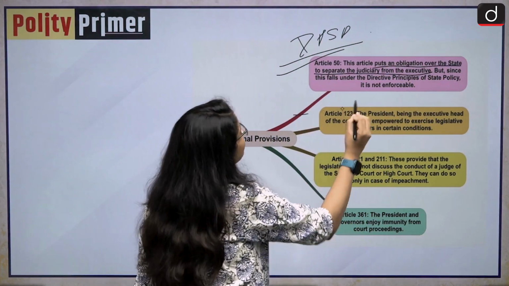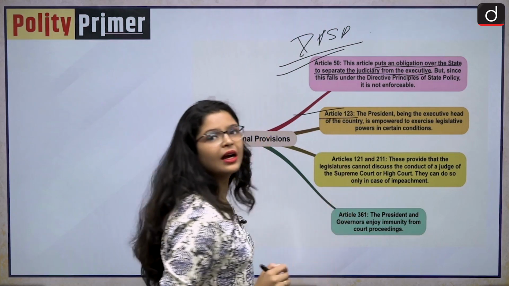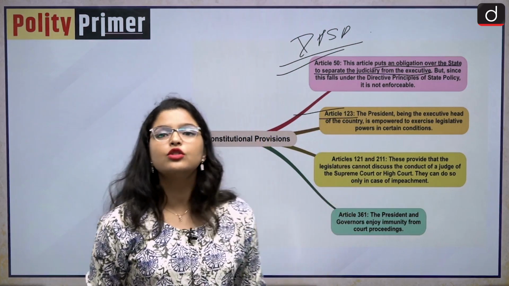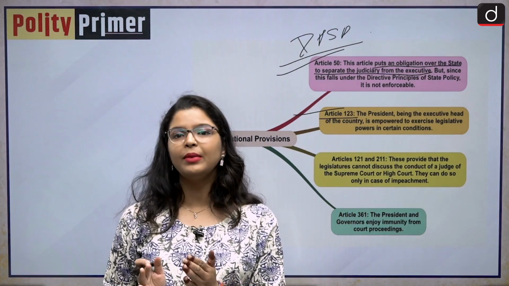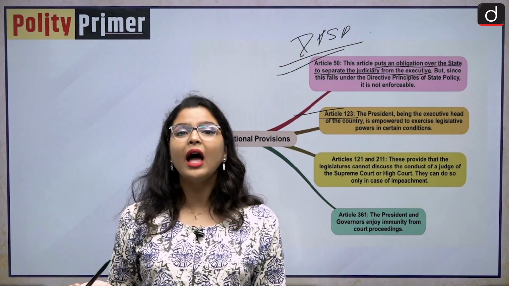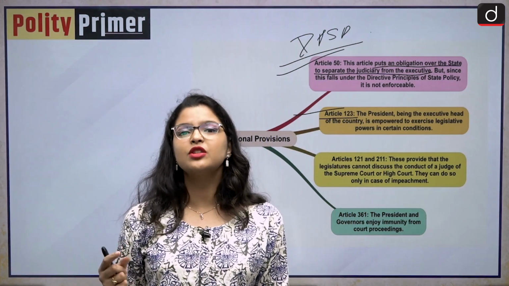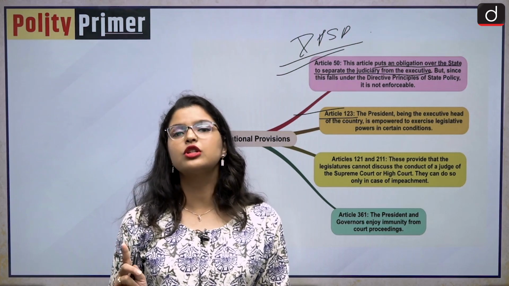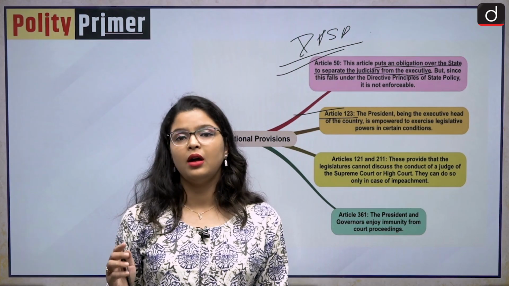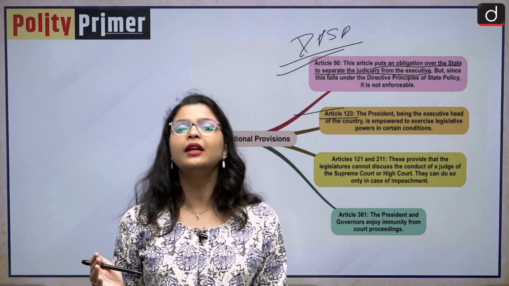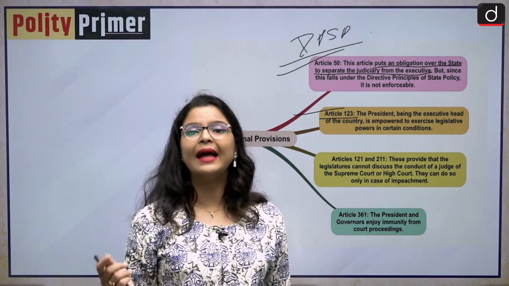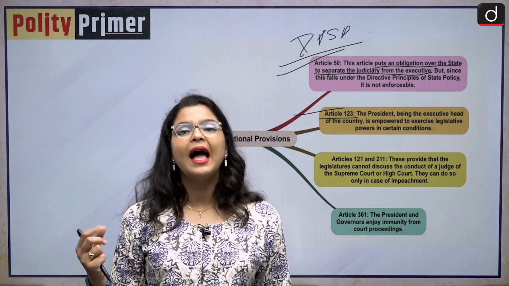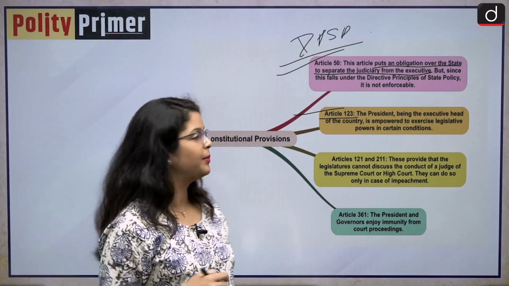Then comes the ordinance making power of the President under Article 123. You know that whenever the Parliament is in recess and a law has to be made on a subject of national importance, then Article 123 of our Indian Constitution grants the power to the President to promulgate an ordinance regarding the same, and it will have the same force as a law made by the Parliament.